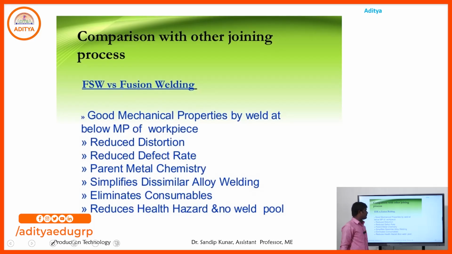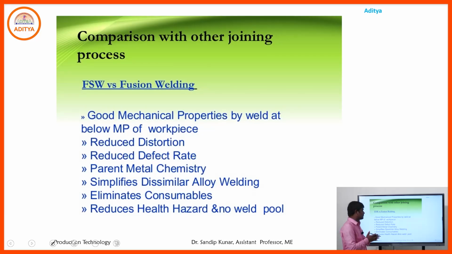In comparison with other welding processes, we get good mechanical properties and good weld quality with friction stir welding, and the welding is done below the melting point of the workpiece. We also reduce distortion, meaning any type of distortion or crack does not happen in this welding process. We also reduce the defect rate.